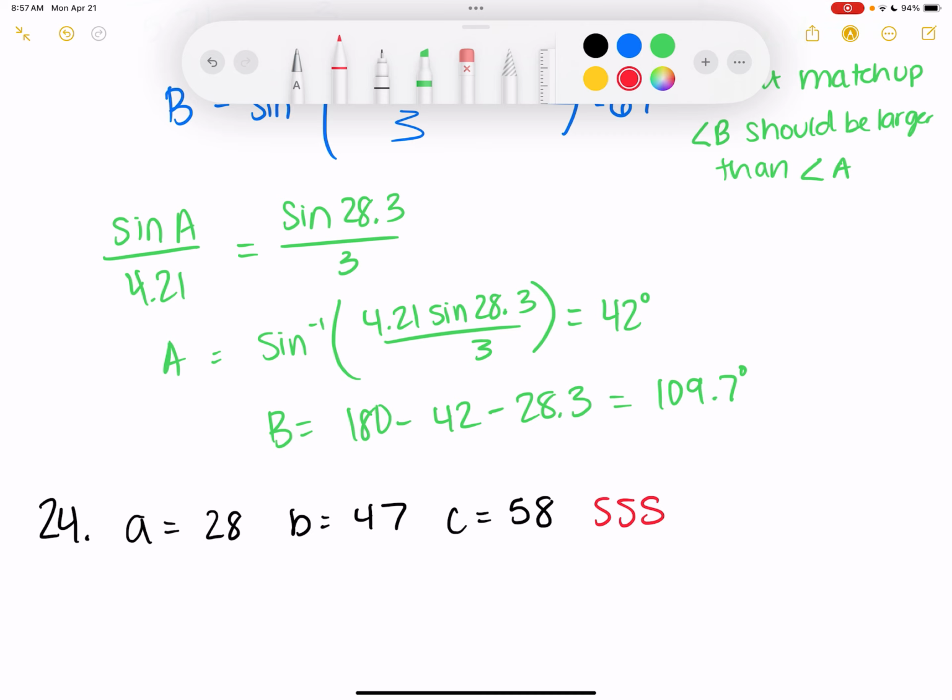Let me just go back and look and see. I really don't want to do this whole triangle and have it be backwards. Find the largest angle using the law of cosines.